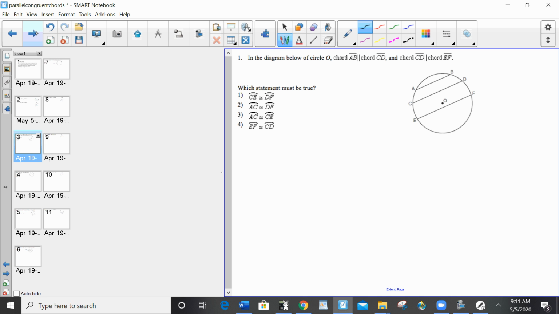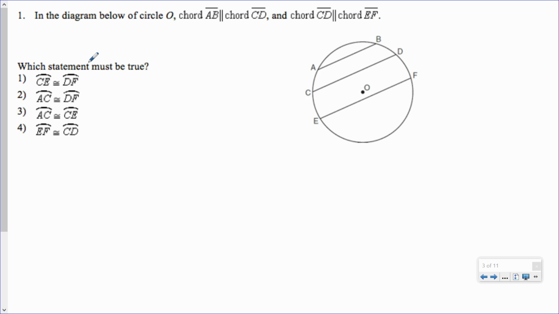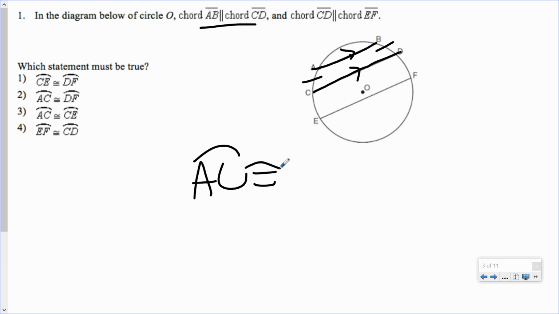So in the diagram below, it says that chord AB is parallel to chord CD. So AB and CD are parallel. So if AB and CD are parallel, then the intercepted arcs are congruent. What are the intercepted arcs for AB and CD? Well, the arcs in between those are here and here. So AC and BD must be congruent. I'm going to jot that down. Arc AC must be congruent to arc BD.